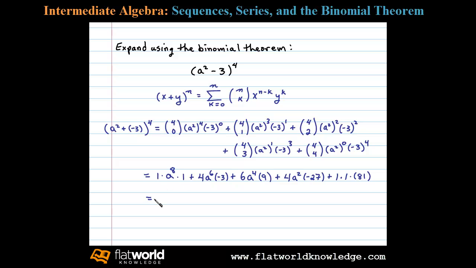And so cleaning this up, we have a to the 8th minus 12 a to the 6th plus 6 times 9 is 54 a to the 4th minus 108 a squared, and then plus 81. And here we have the expansion of a squared minus 3 raised to the fourth power.